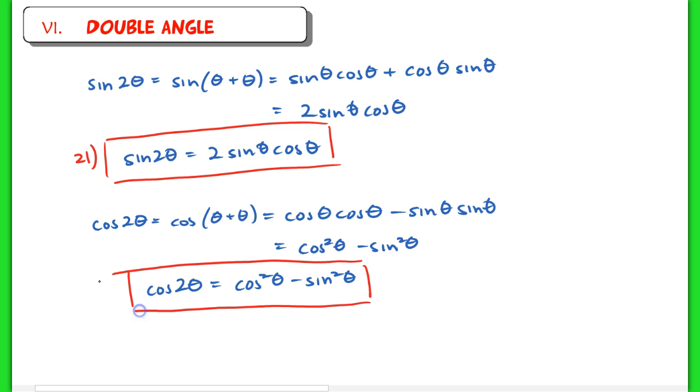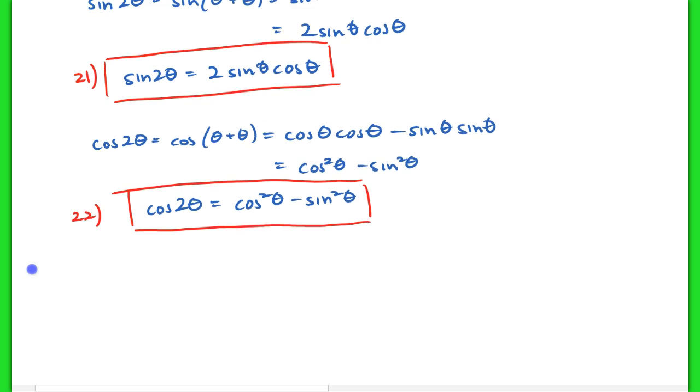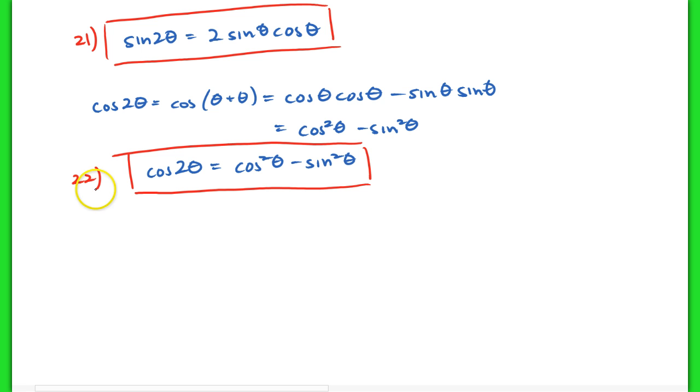So far these are pretty easy, and they follow, like I said, real nicely by using our angle addition formulas. Now our next identity is just going to be equivalent to the 22nd identity here. We're going to manipulate this and express the cosine of 2 theta a couple different ways.